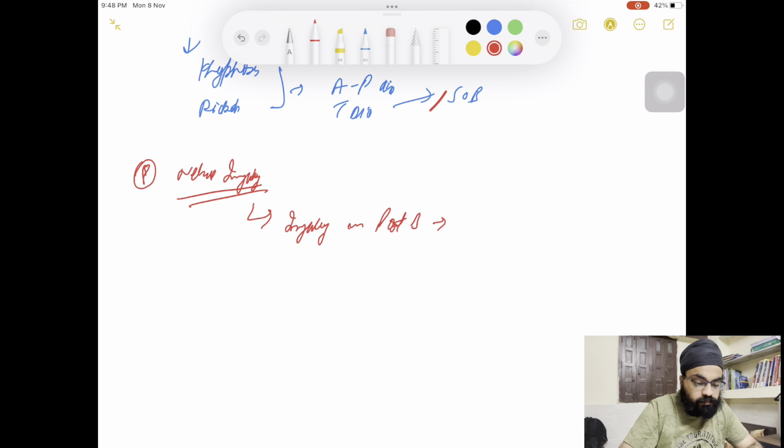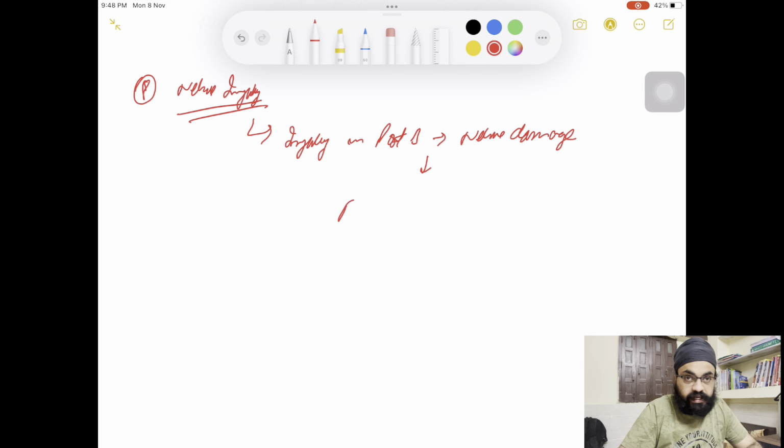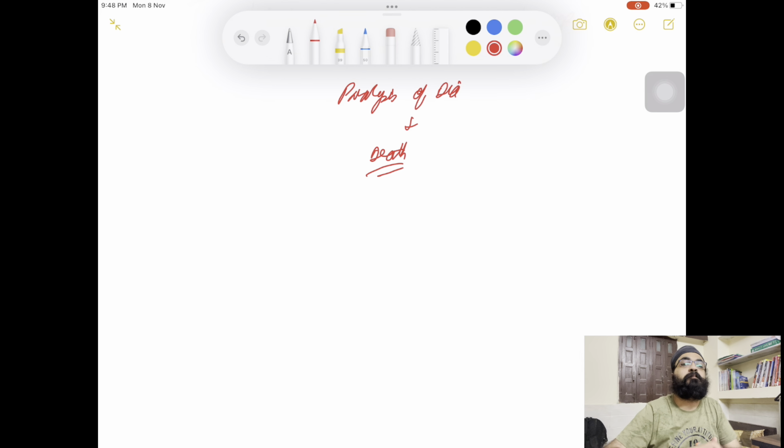Injury in the posterior triangle, nerve damage. Okay, if the phrenic nerve or accessory nerve gets damaged, there is paralysis of the diaphragm or any other major muscle of respiration, and what will happen? Khatam, matlab khel khatam, death. Exactly. That's all for the respiratory movements from my side.